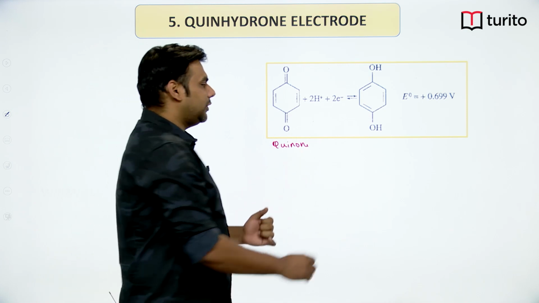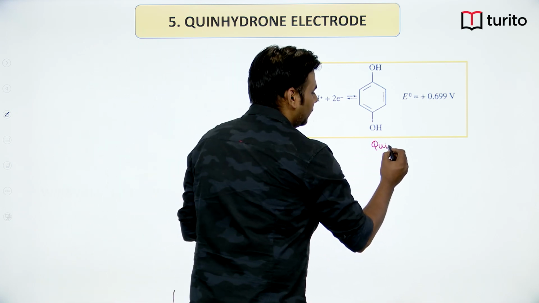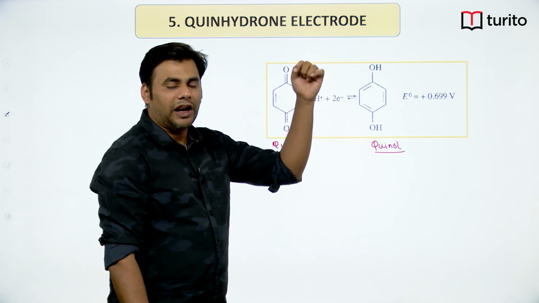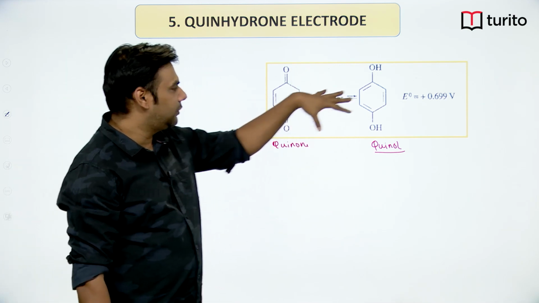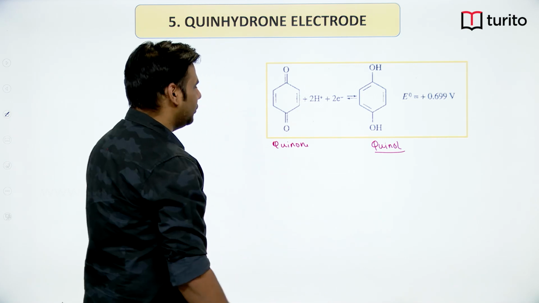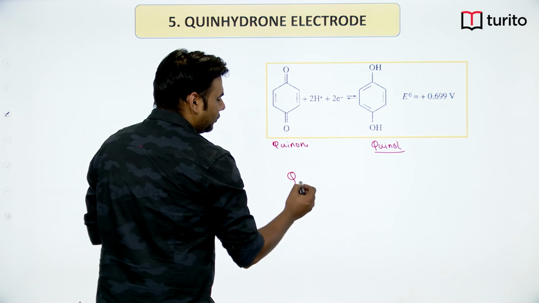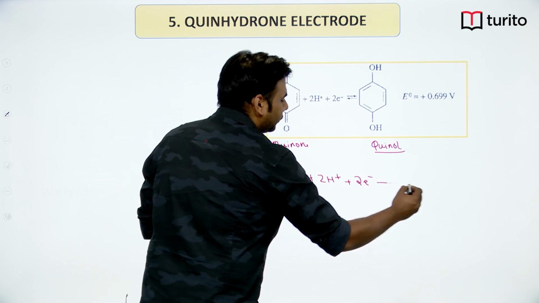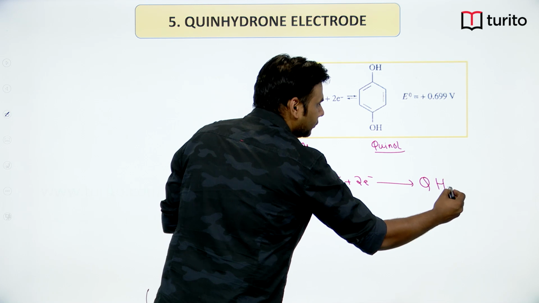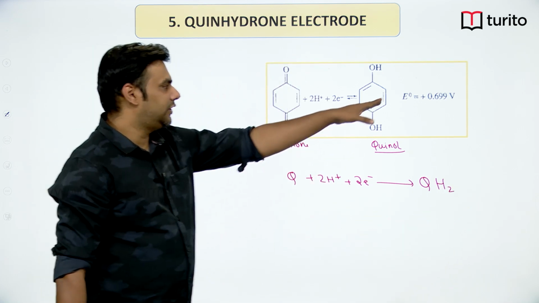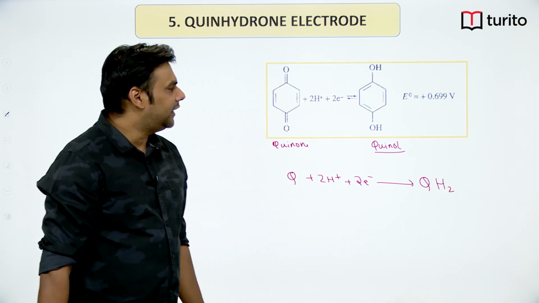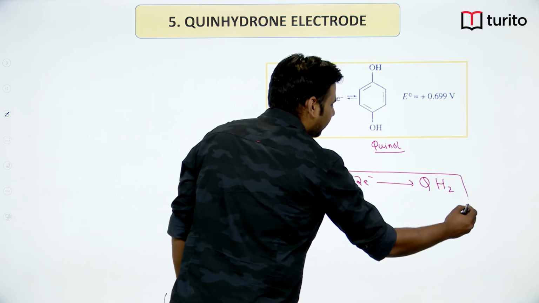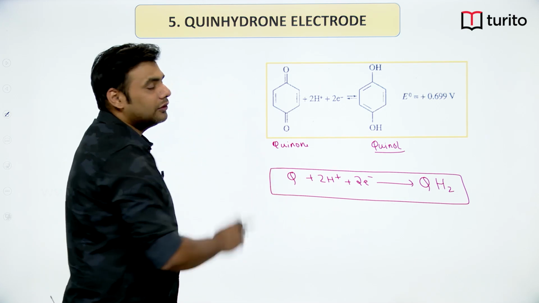So this is basically quinol. So this is quinhydrone: quinone and quinol. The platinum wire is dipped in the solution containing quinone and quinol. So I can write this as Q. It is taking up 2 H plus and 2 electrons and changing into QH2. The standard reduction potential value given to us is 0.699 volt. So this is the reaction that is happening in a quinhydrone electrode.